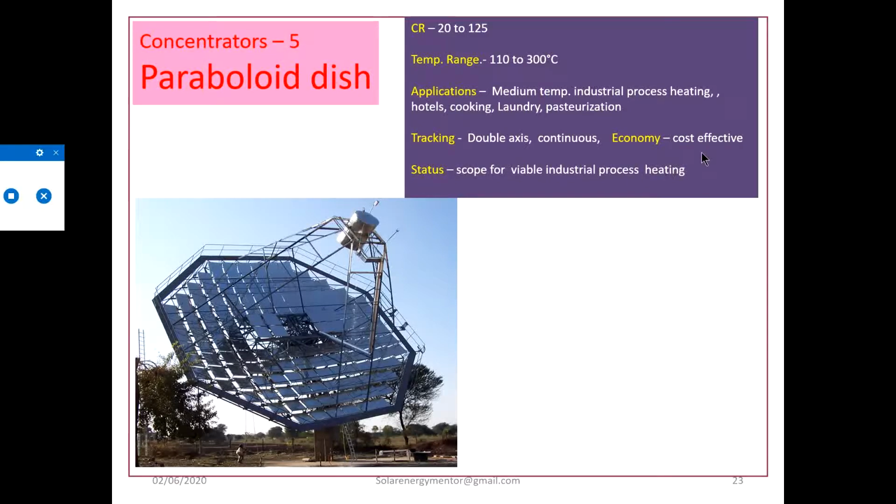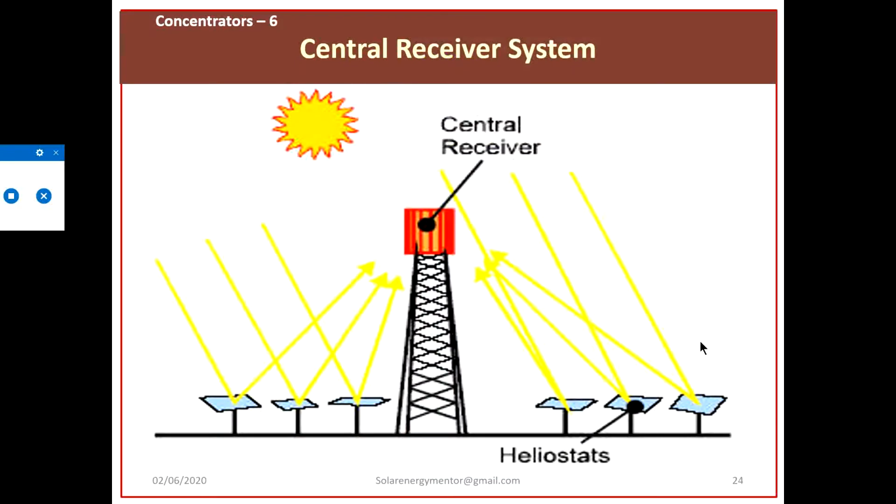This is cost effective for this size. You can see this is a 1600 square feet aperture area dish. If the size of the dish is larger, then only does it become cost effective. There is scope for viable industrial process heating integration. So integrating this dish in industrial processes, there is scope for undertaking research projects here.